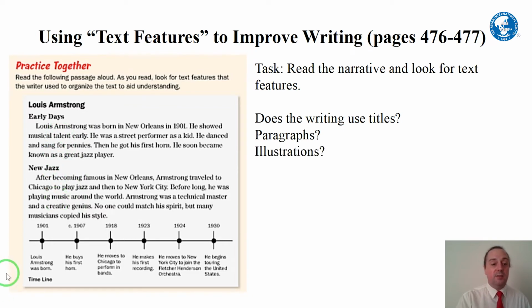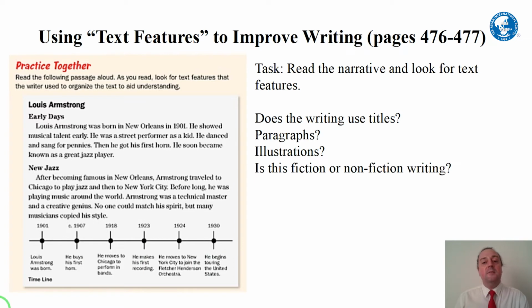Okay. Does it use illustrations? Yes. This doesn't have a picture of Louis Armstrong, but it does show a timeline that tells us what happened during his life. So in 1901, he was born. In 1930, he begins touring the United States as a jazz musician. So this tells us something about his life without having to read the text. Okay. And is this fiction or nonfiction? Louis Armstrong is a real person, so this is nonfiction.